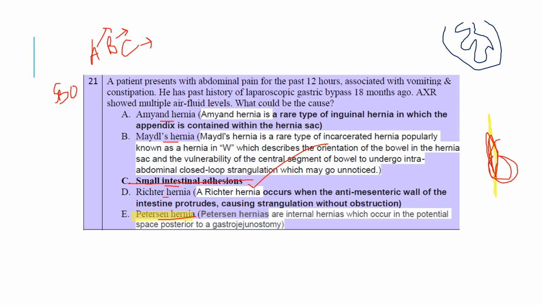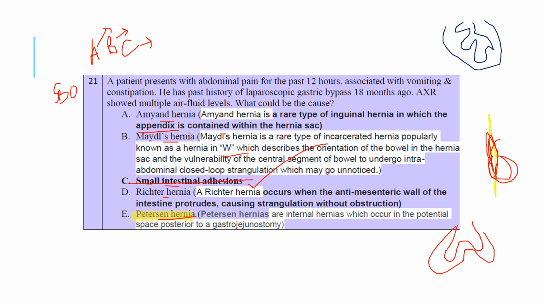Now, what is Amyand hernia? Amyand hernia is a rare type of inguinal hernia in which the appendix is contained within the hernial sac. So that is based on the content we are naming. If it is appendix, it's Amyand hernia. What is a Maydl hernia? It's a W type of hernia. That is, there are two bowel loops like in a W pattern. Why is this important? Because these are all more likely to get obstructed or strangulated.